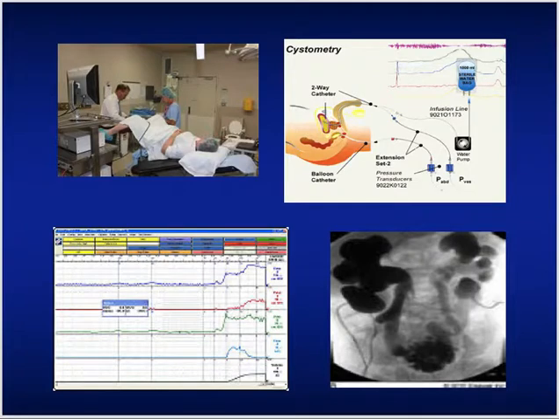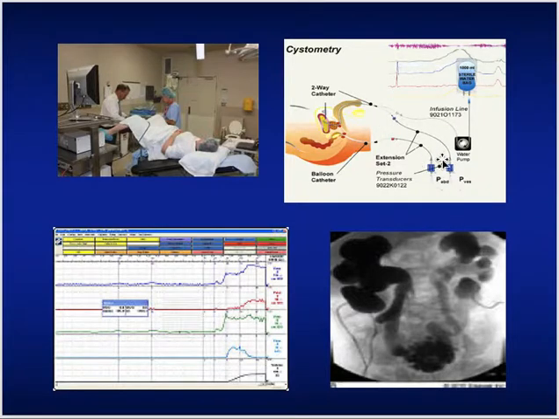See, this is the test they are doing. I don't know how well you can see, but they are doing urodynamic studies. Of course, there is a monitor in front of them, and you can see the graph reading over here. They are putting sterile water through the catheter inside the bladder, and they are checking the pressures also.